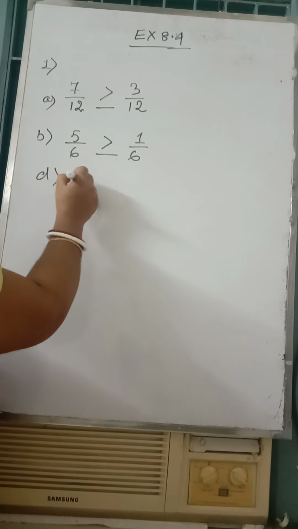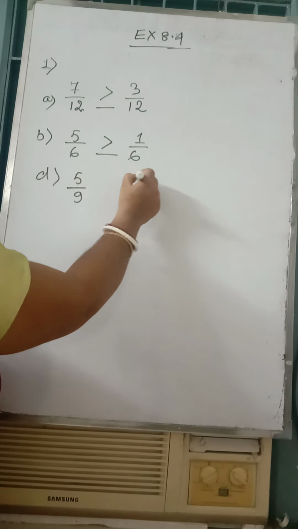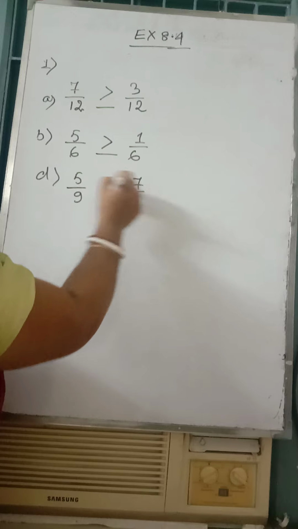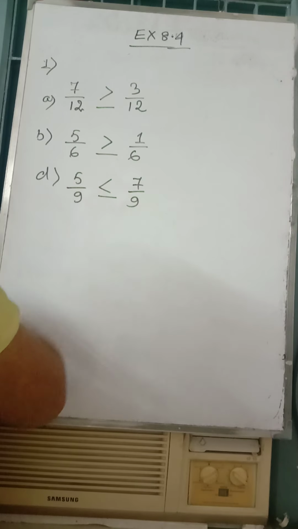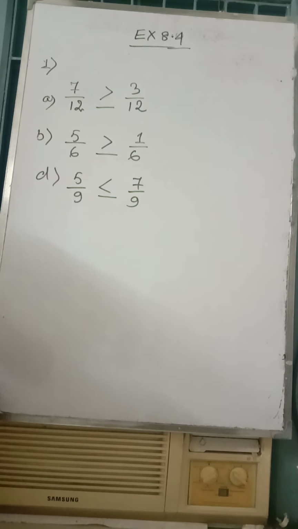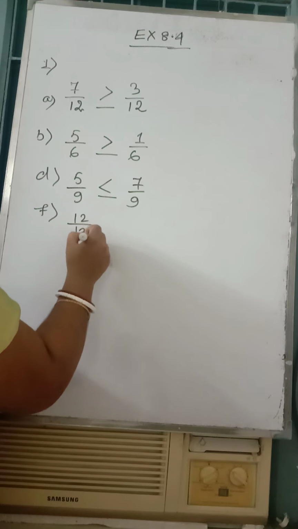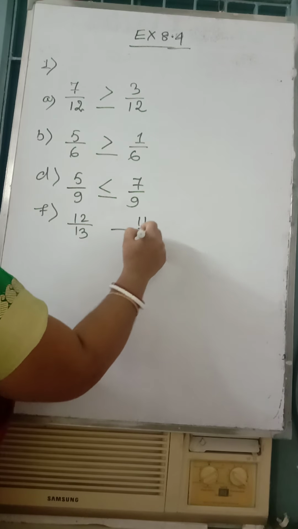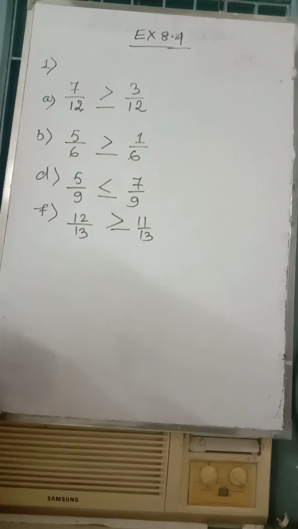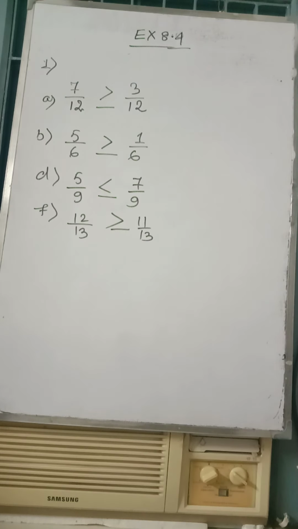Number D, 5 by 9, 7 by 9. So 7 is greater than 5. So 7 by 9 would be greater than 5 by 9. Okay? Number F, 12 by 13, 11 by 13. Now 12 is greater, so 12 by 13 would be greater. Okay, it was question number 1.